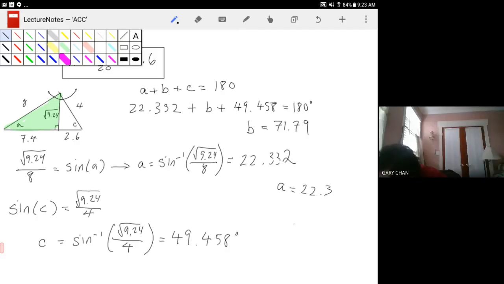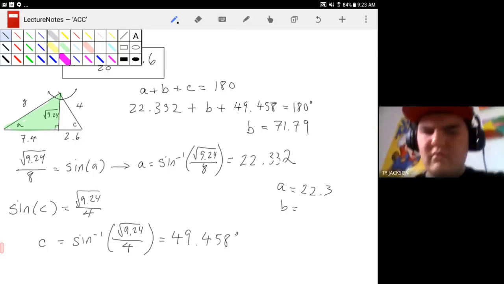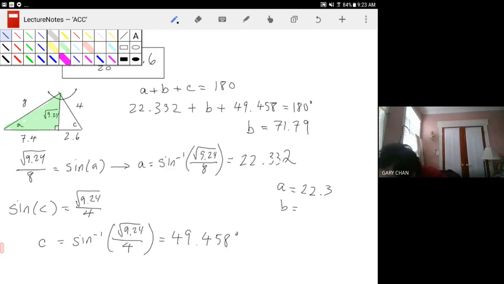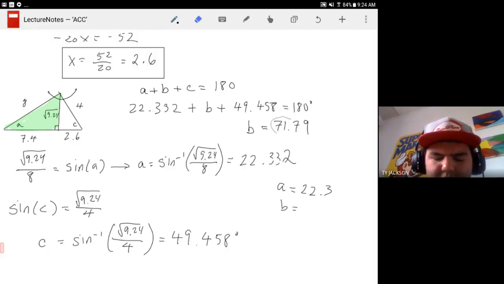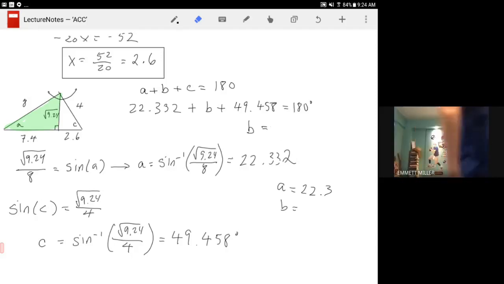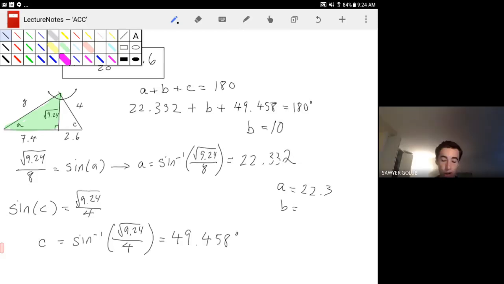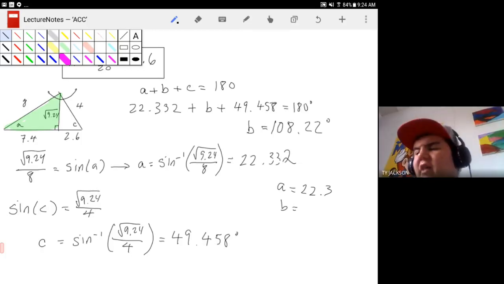22.3. Angle B. Wait, angle B is wrong. Oh, is it? It doesn't add up to 180, all three angles. It adds up to 143. So you were supposed to take 71.79 and subtract from 180. So what is 180 minus 71.79? It's 108.21. Is that what you got, Ty? Well, if we're rounding to the nearest tenth, it's 108.2.